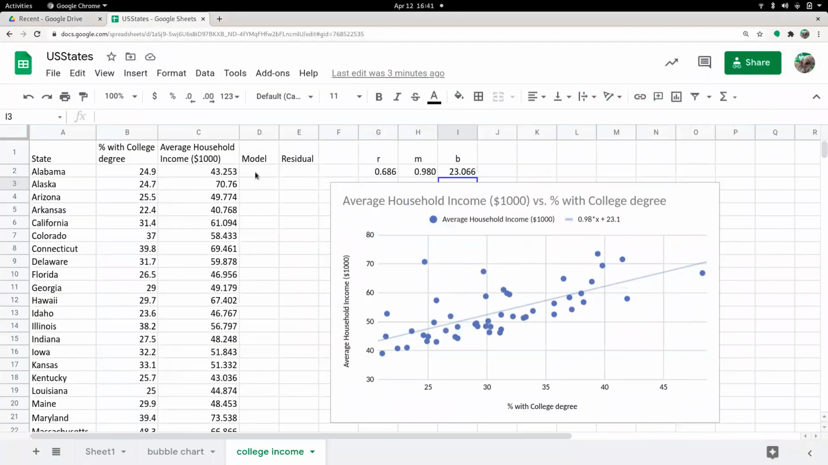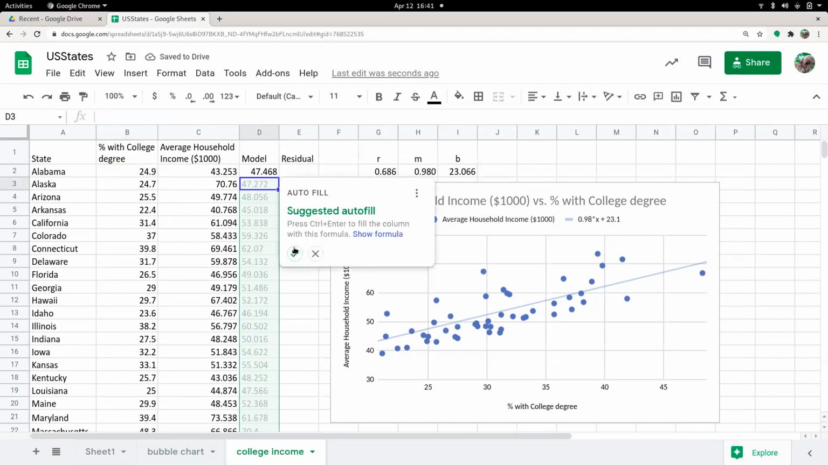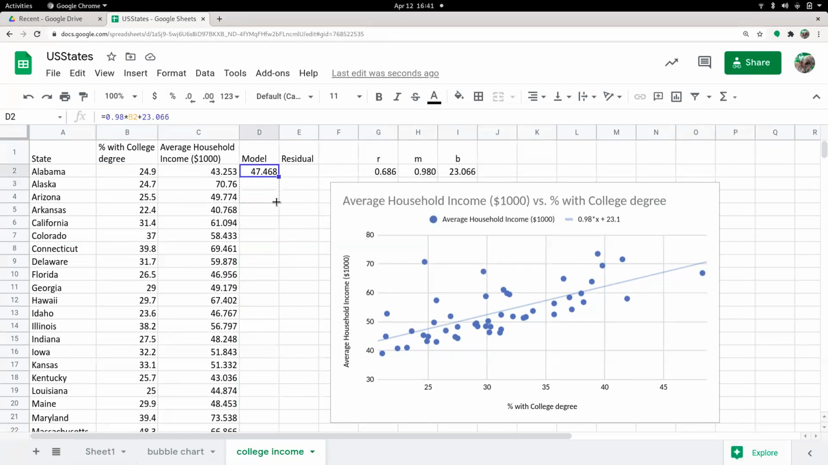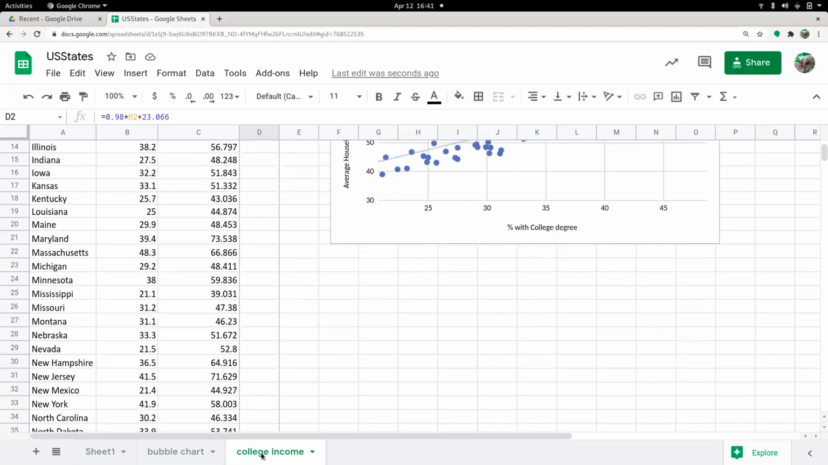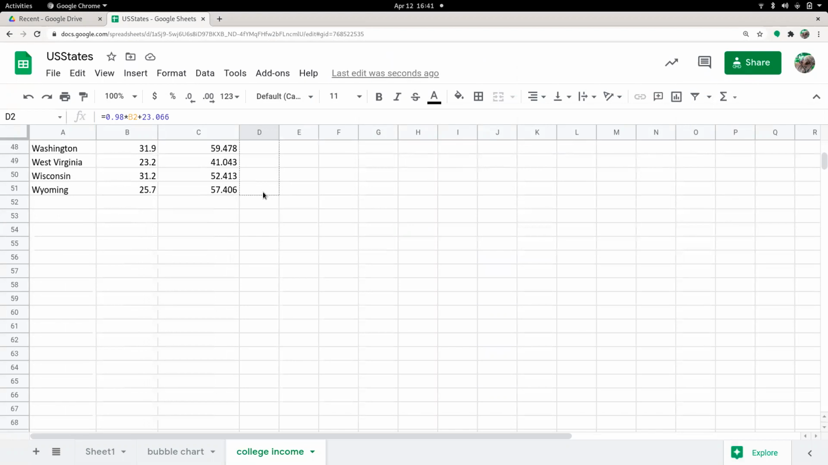And then why do we care? In this case, I'm just going to use the approximate numbers given right here. So this is a line. The equation of a line is y equals mx plus b. So equals m, 0.98, times x, that's my college degree value right there, plus b, and I'm just going to type 23.066. So these are predicted values. Google says, shall I fill them down? I could say yes, but I'm going to say no, and just fill them down manually by using that little autofill button in the bottom right corner there. All right, so those are all the predicted values.